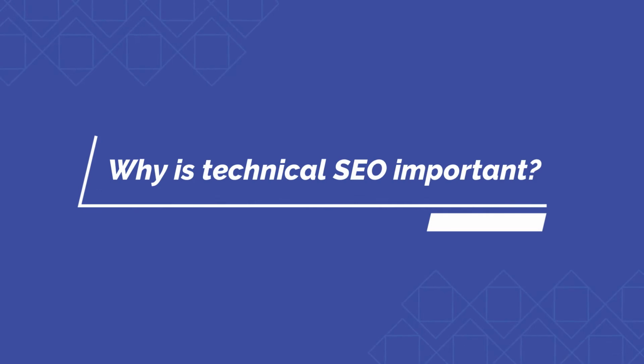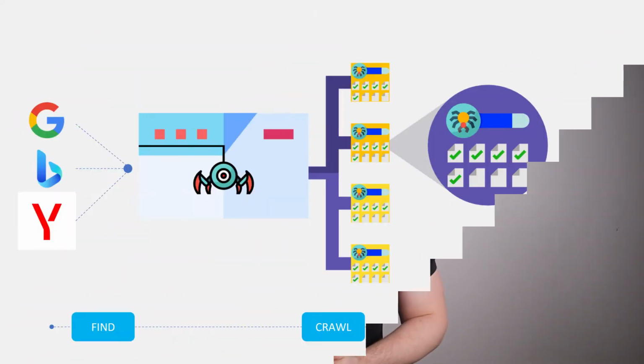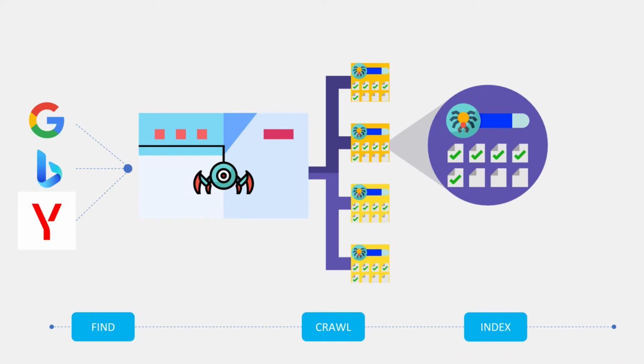So, why is technical SEO important? Technical SEO is the first thing you should implement before you do anything on your website. And you need to have your technical SEO up to game, otherwise even the best quality content will not rank in search engine result pages. And this means you need to help search engines to find, crawl, render and index your web pages, especially at the beginning when you don't have any external links coming to your web page.